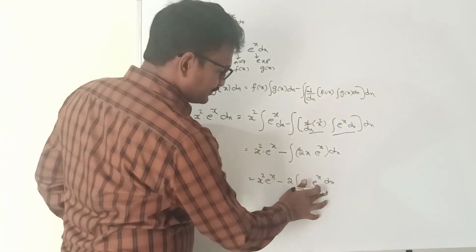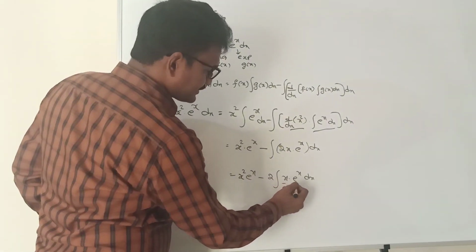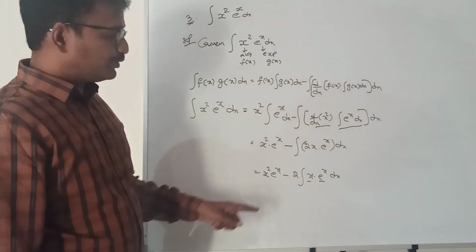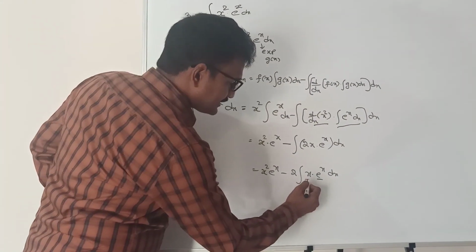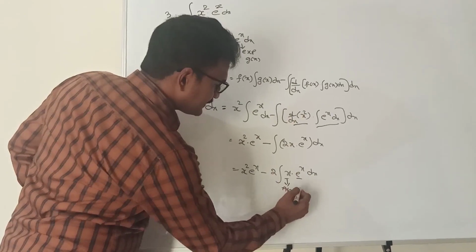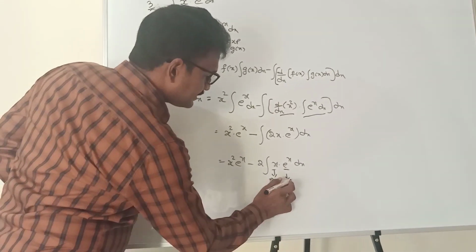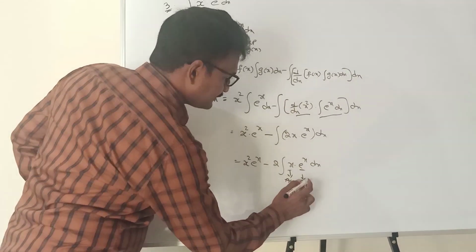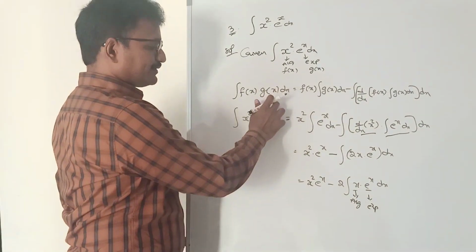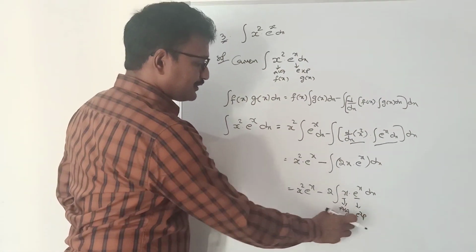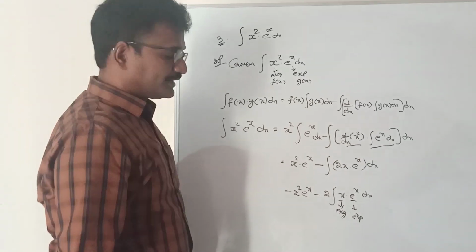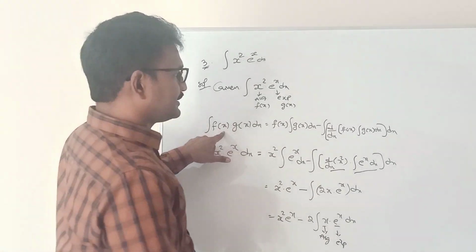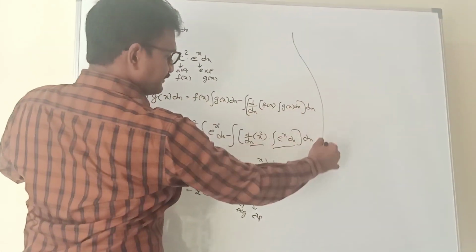Next, if you come to this part, the integral of x e power x, again two different functions are there. x is an algebraic function, and e power x is an exponential function. So again we have to apply this formula. Here two functions are there. To integrate these two functions, again we have to apply the integration of f(x) into g(x).